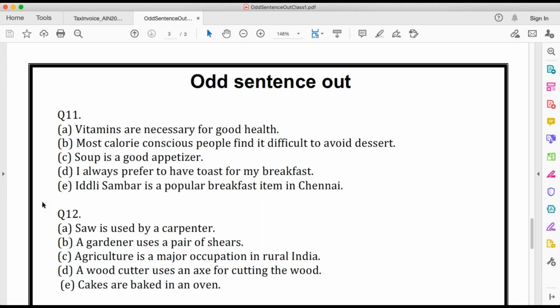A is talking about saw, a tool. B is talking about shears. Vani, please ask for doubt. D is talking about axe. C has no equipment in it. Vani, please ask for doubt from question number 11.